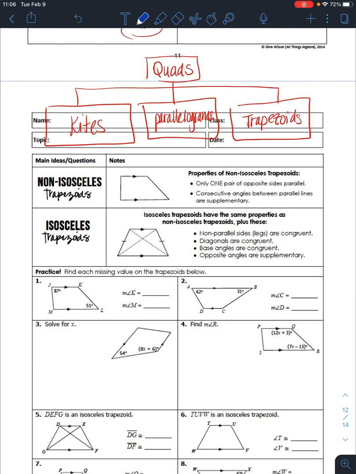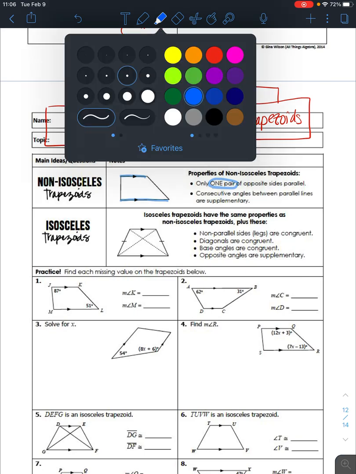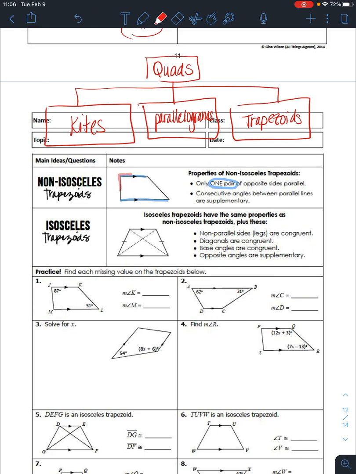So we have two different kinds of trapezoids. The trapezoids, we have one pair of parallel sides. Now, here's what's important about that. We only have one pair, and what that creates is consecutive interior angles, but it is for the angles that are between the parallel lines. So what I mean by that is that these two are consecutive interior, and these two are consecutive interior, which means the two red ones add together to equal 180. The purple ones add together to equal 180.